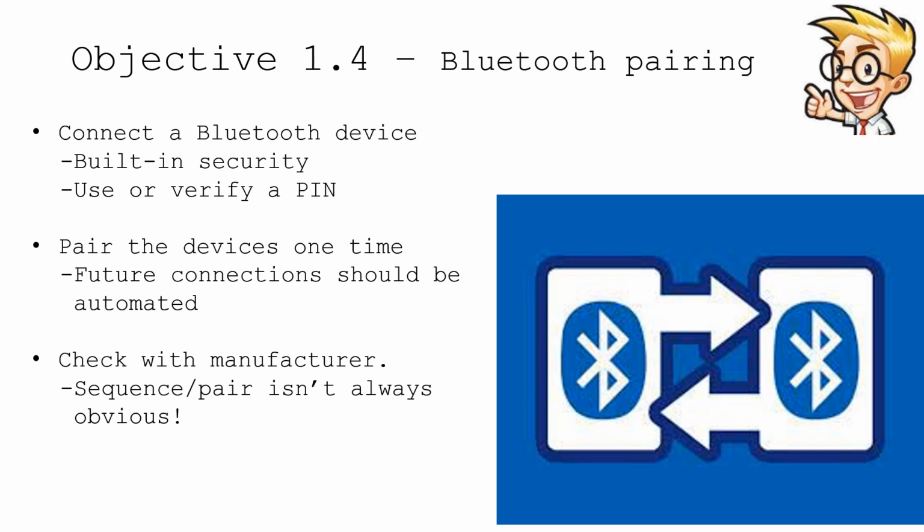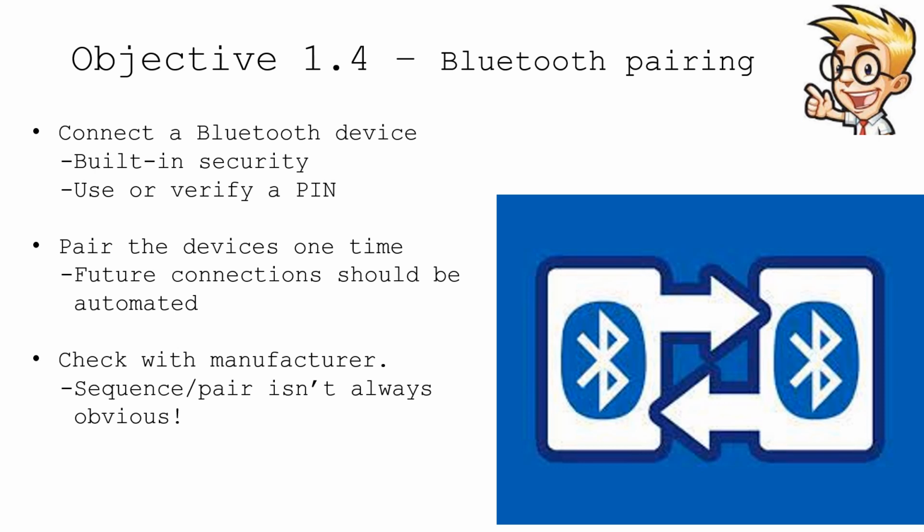The first step in the pairing process is making sure that both devices are configured to use Bluetooth. Some devices, like a mobile phone, allow you to disable the Bluetooth functionality, so make sure that it is turned on both devices that you're pairing.